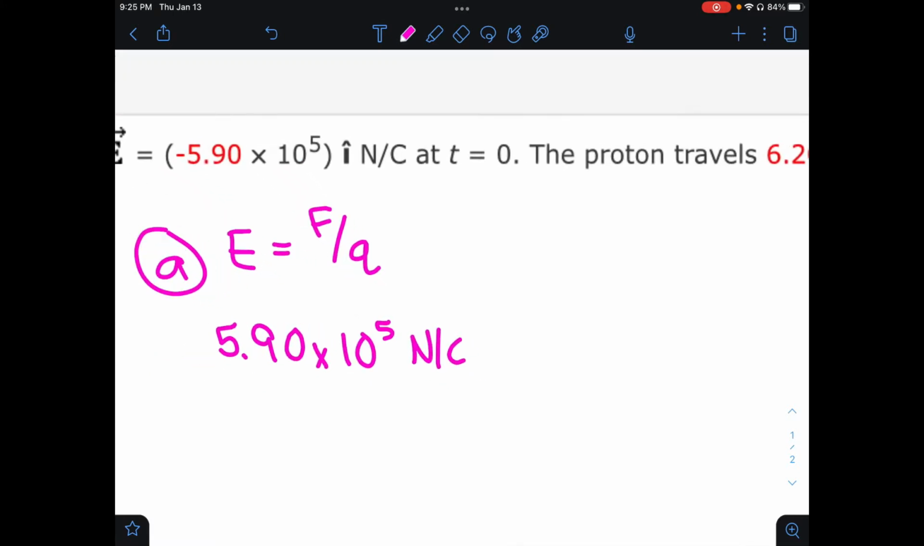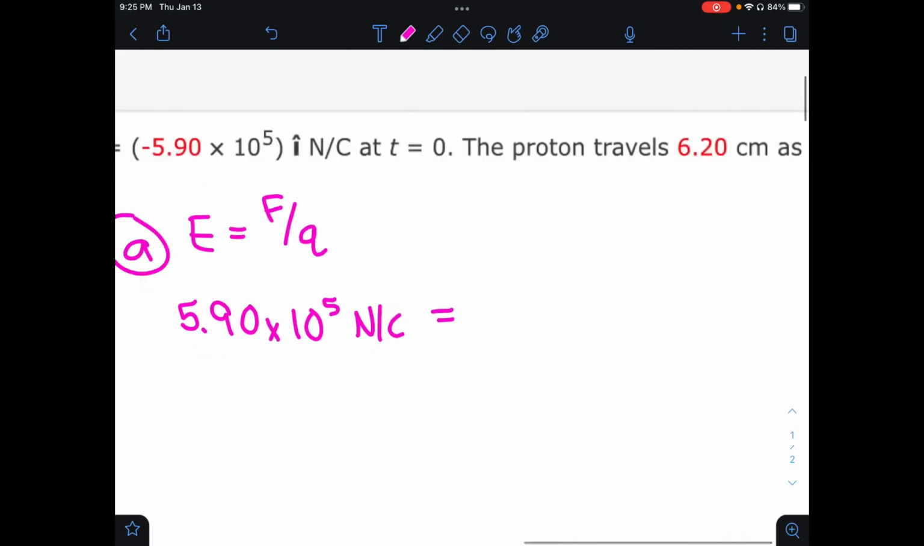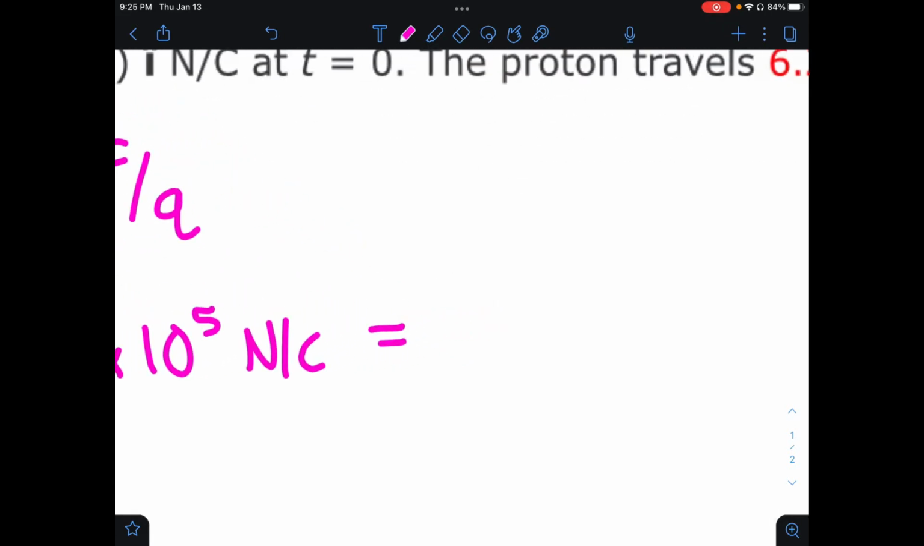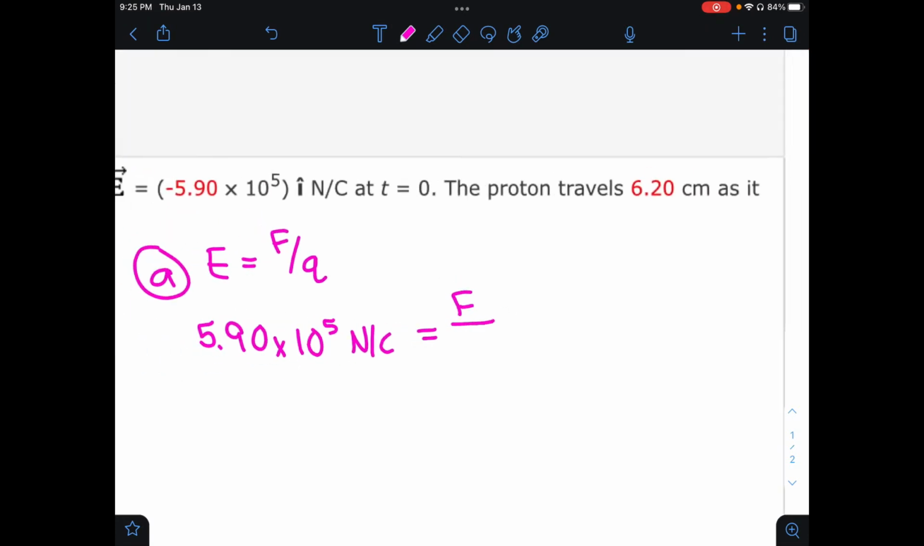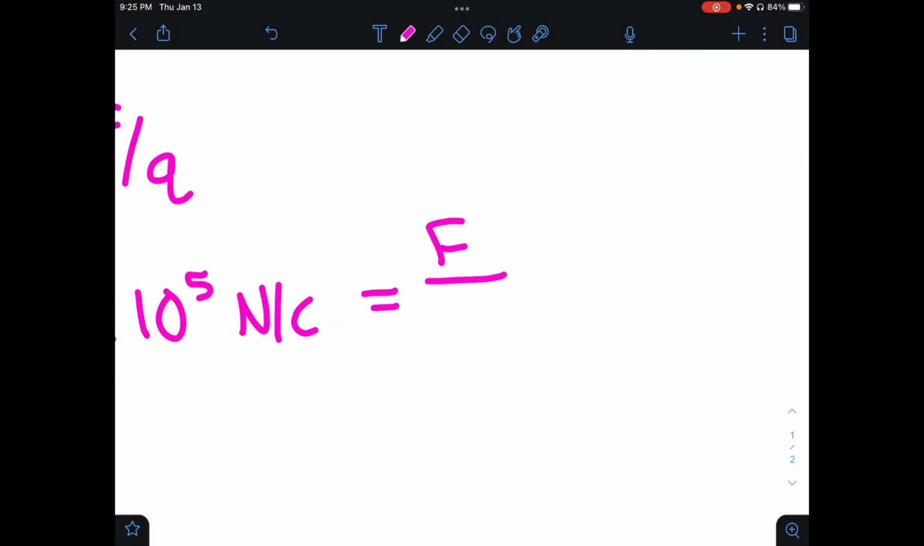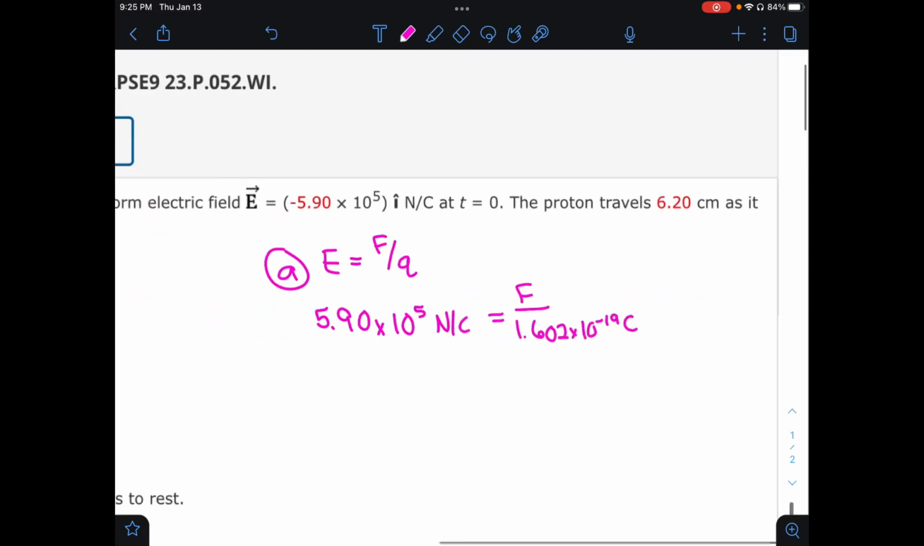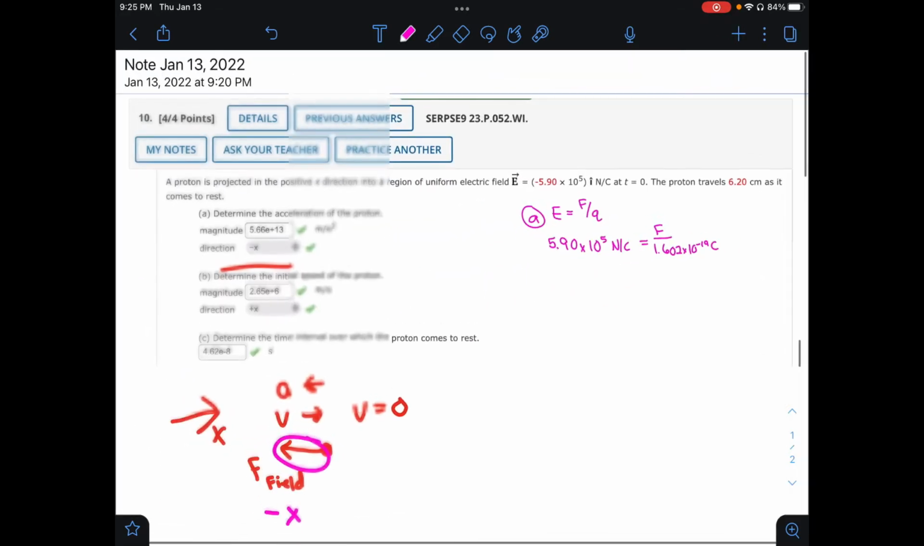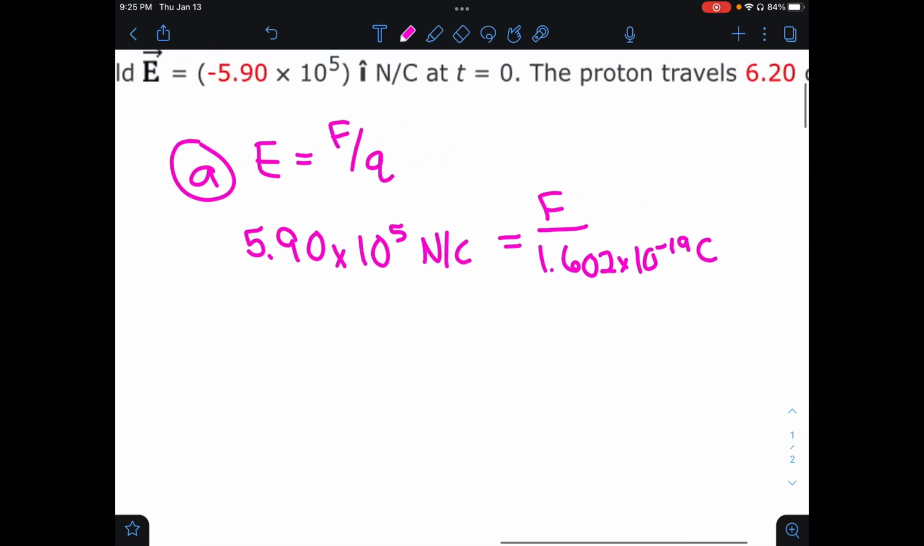This is our E value, over to force over Q, which is charge. We know the charge of a proton is 1.67. Nope, that's the mass of a proton. Charge is 1.602 times 10 to the negative 19 coulombs. An easy way to get to this point is to not forget that force is equal to mass times acceleration. So to find this acceleration, once I find the force, I can just divide by mass.